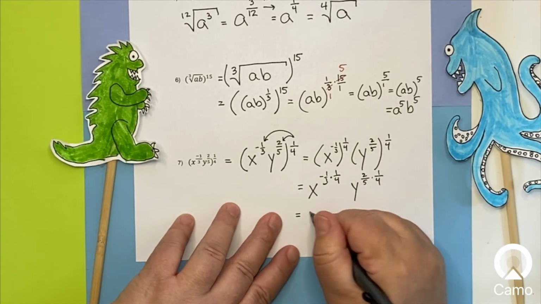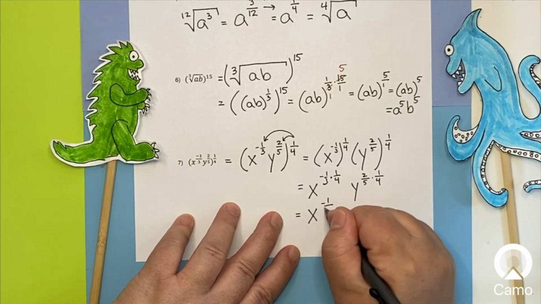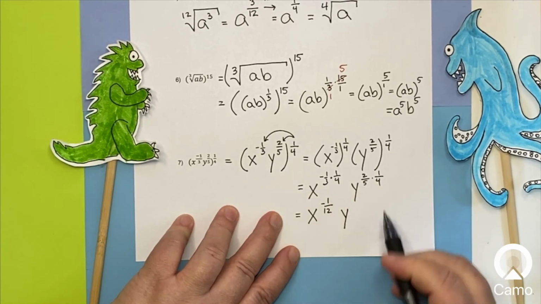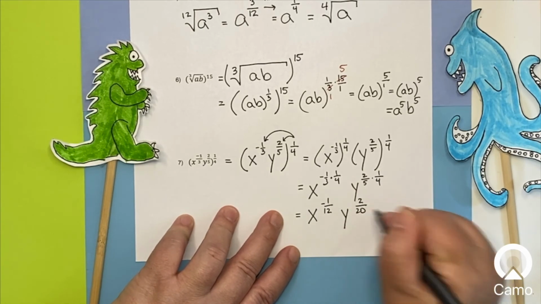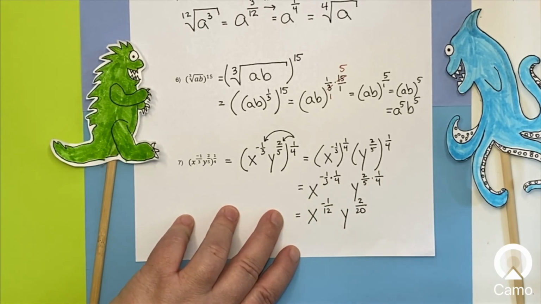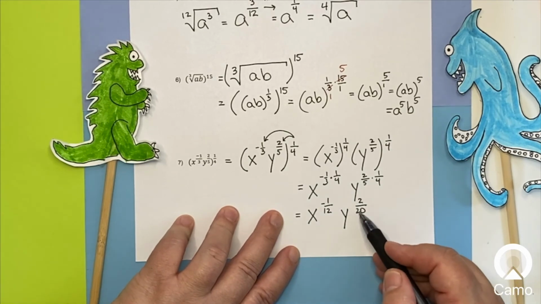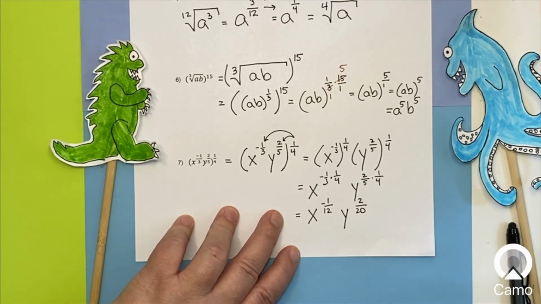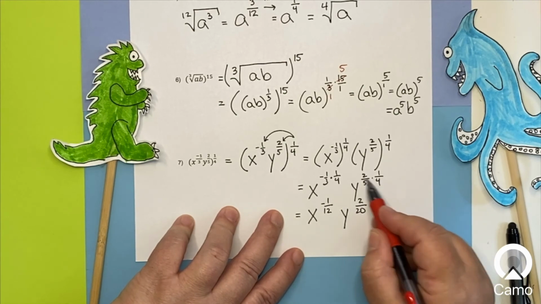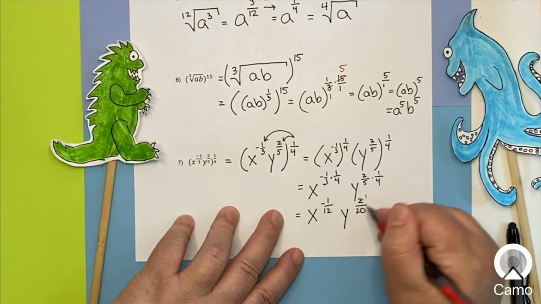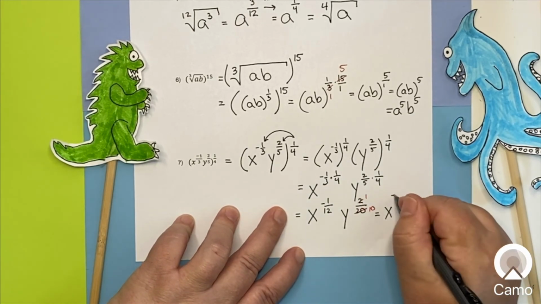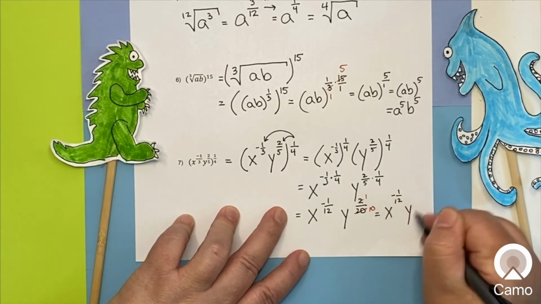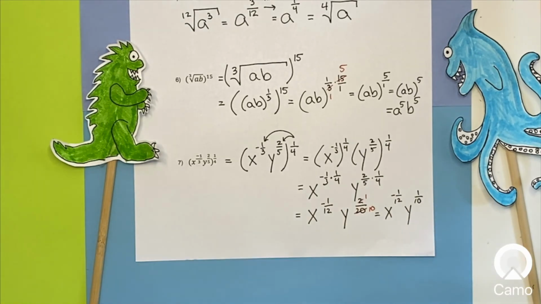So this becomes x to the negative 1 over 12, and this becomes y to the 2 over 20. And now an interesting thing happens here, because this fraction, even though it's an exponent, you can reduce it. And you could reduce it right there if you saw it, or we're going to reduce it right here. And we end up with x to the negative 1/12, y to the 1/10. Now, that might be the answer that the book is looking for.